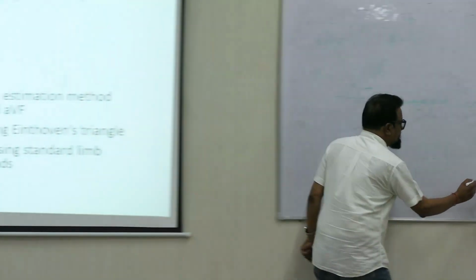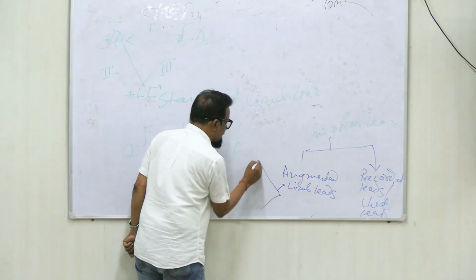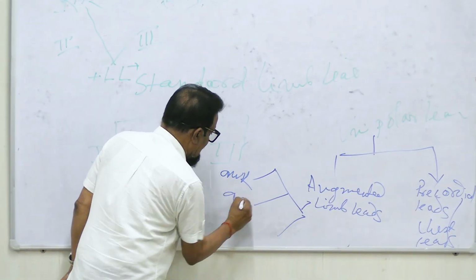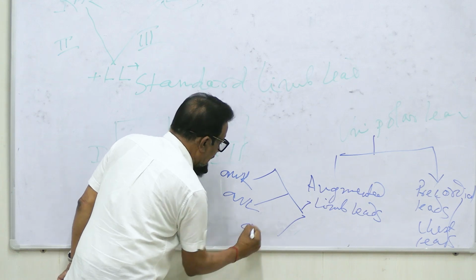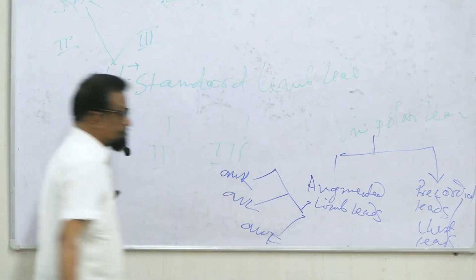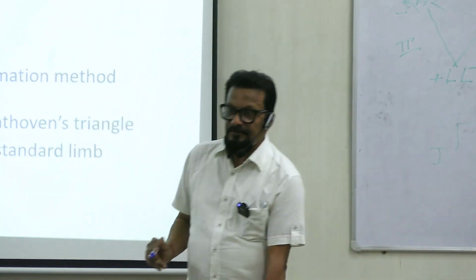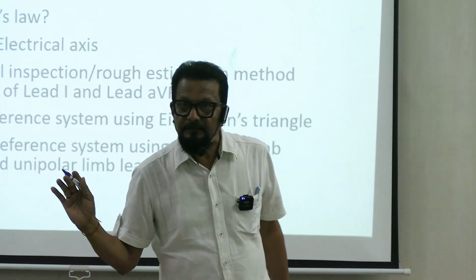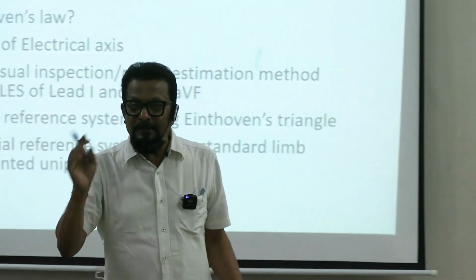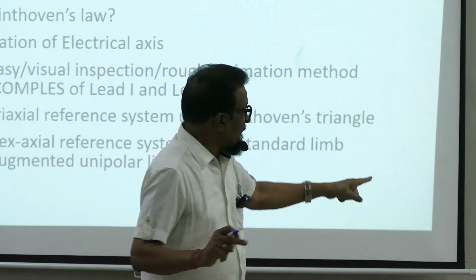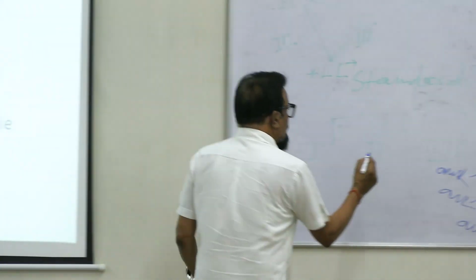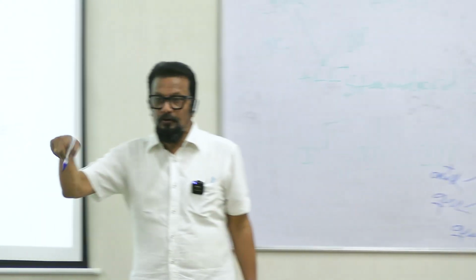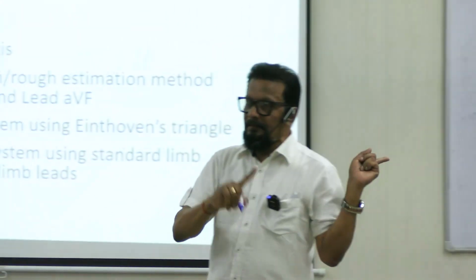So these are three types: AVR, AVL and AVF. F means foot, L means left hand, R means right hand. So always these are the positive pole. And the other pole gives 0 voltage. We are comparing against 0.